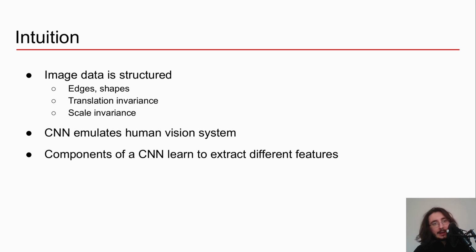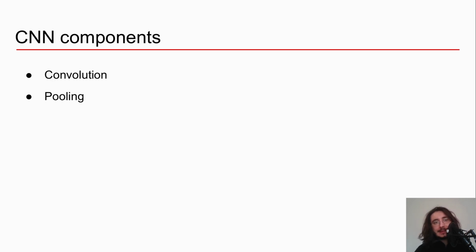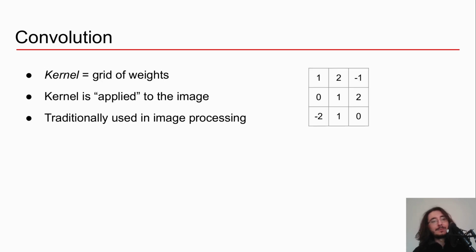All of this process in a CNN relies mainly on a couple of components. One is the one that provides the name to CNN, called convolution, and the other one is called pooling. So in the remaining part of this video, we'll take a look at these two components in somewhat more detail. Okay, so let's start with convolution.